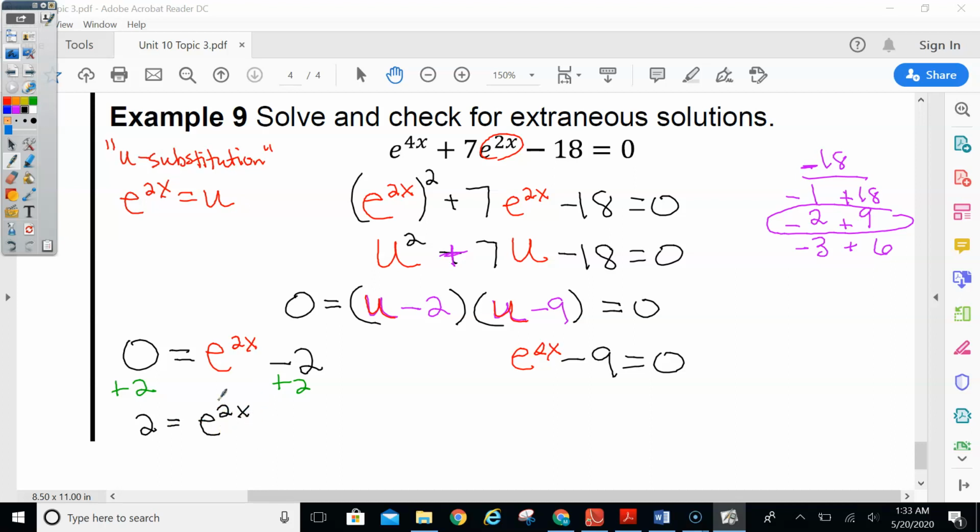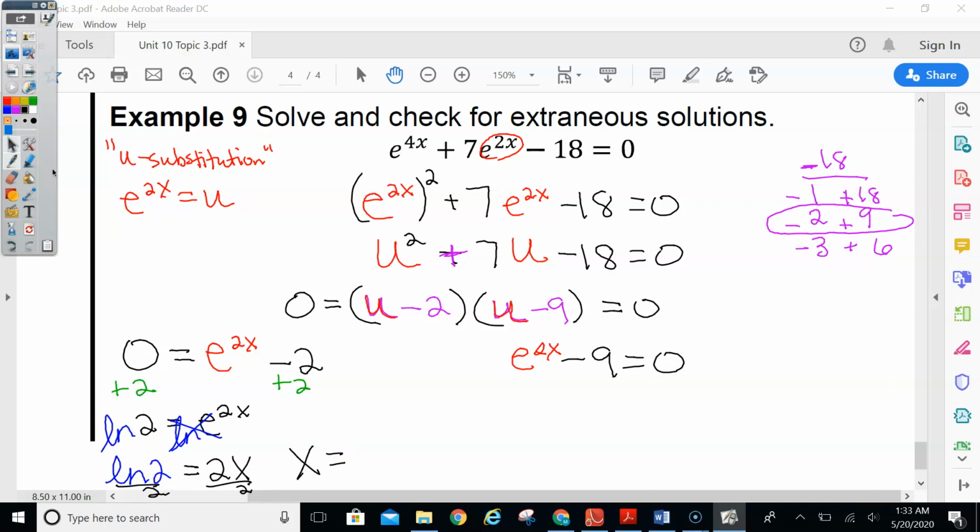So now, in order for me to solve this one, I need to write it in log form, or I need to take the natural log of both sides. So I'm going to take the natural log of e to the 2x and the natural log of 2. Remember, natural log has a base of e, so this just cancels out. So the natural log of 2 equals 2x. So in the calculator, I'm going to get this decimal, and then just divide that answer by 2.